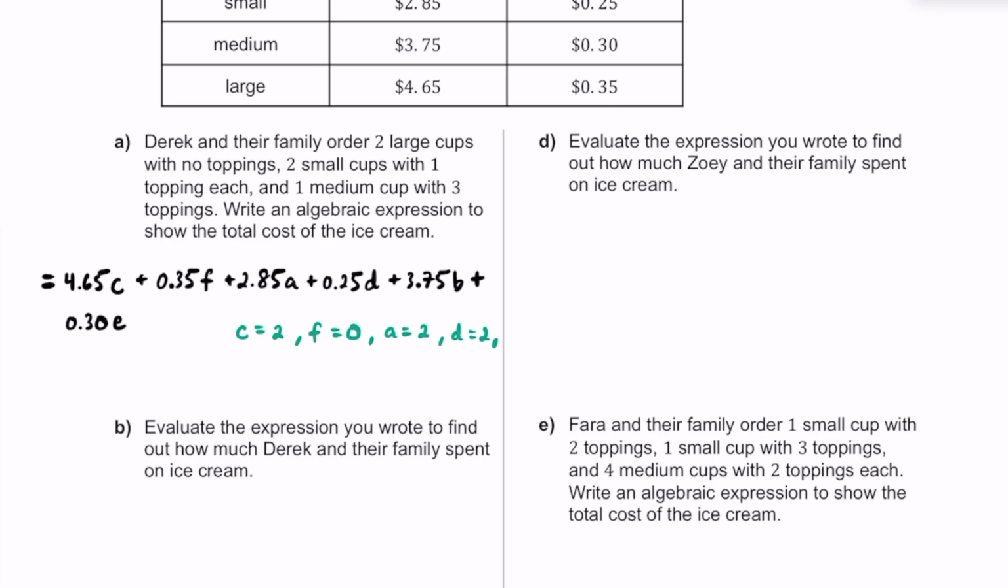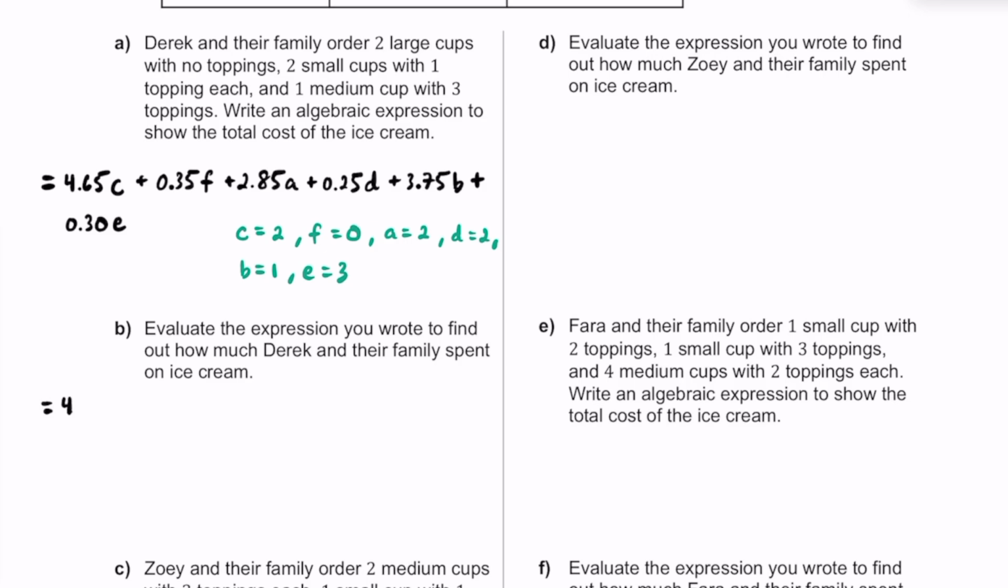And then what about for the medium cup? That's going to be B. We're only buying 1 medium cup here. And then for the 3 medium toppings, that's E. So E is equal to 3. All right. So if we go ahead and substitute in here, let's evaluate. It's going to be 4.65 multiplied by C, which we know is 2, plus 0.35 multiplied by F, which we know is 0, plus 2.85 multiplied by A. Now A is 2, plus 25 cents, so 0.25, multiplied by 2.